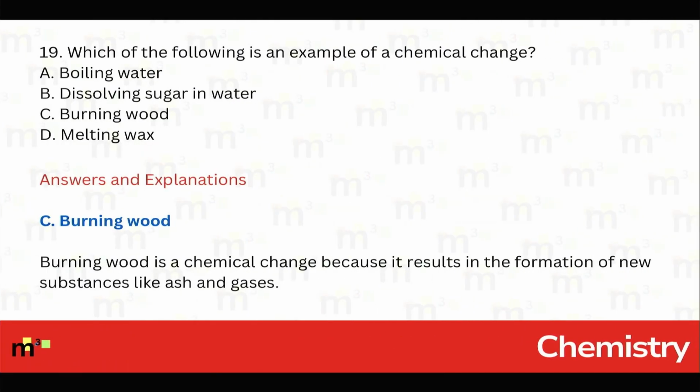Burning wood is a chemical change where wood reacts with oxygen to produce new substances including ash, carbon dioxide, and water vapor. This reaction releases energy as heat and light, making it an exothermic process.